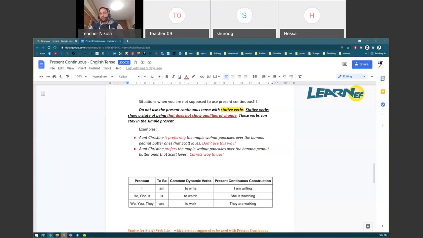You know, when people are passive, they are kind of lazy. I don't want to say lazy, but they're not actually doing anything. It's the same thing with verbs. Stative verbs, they don't show any quality changes. That's why when you say to someone, I love you, well, that's a state of your soul.